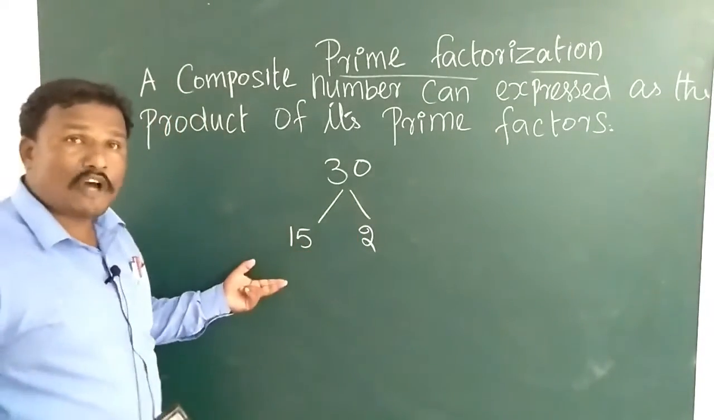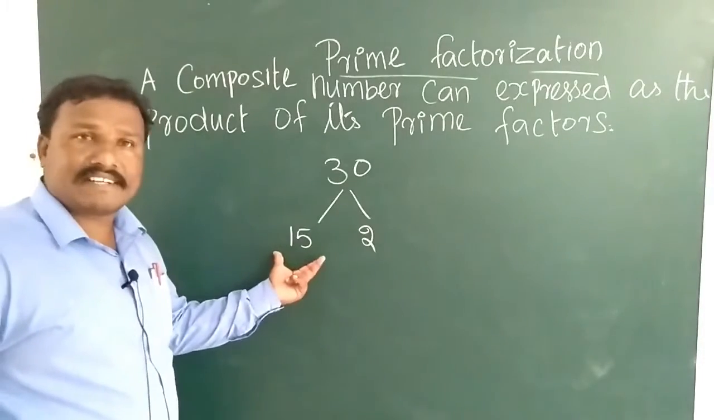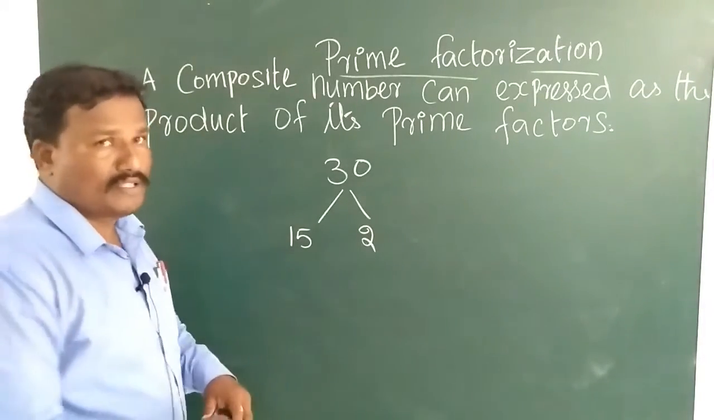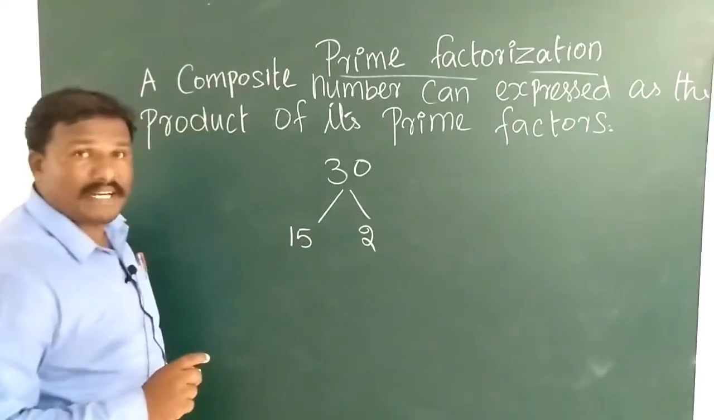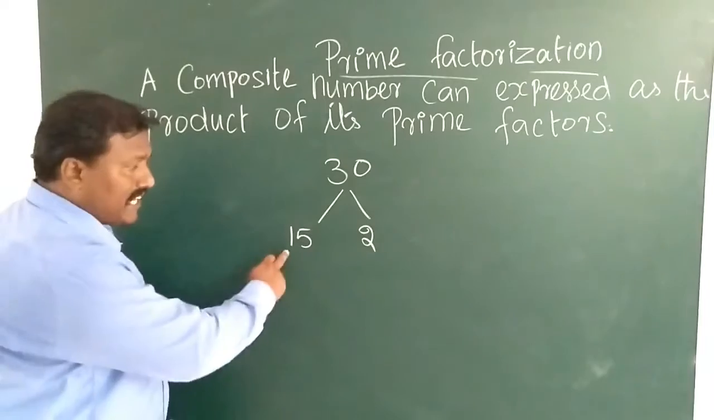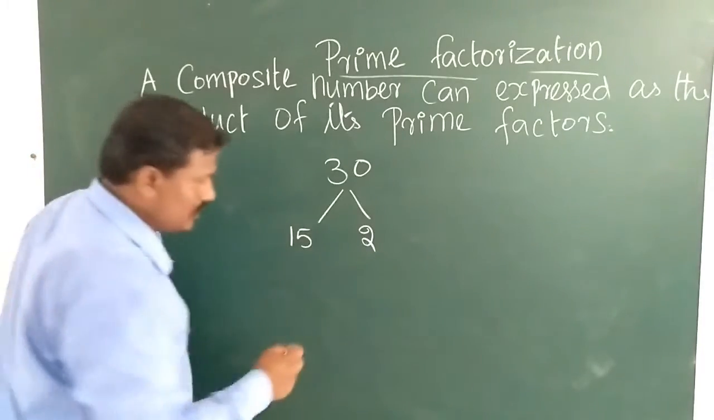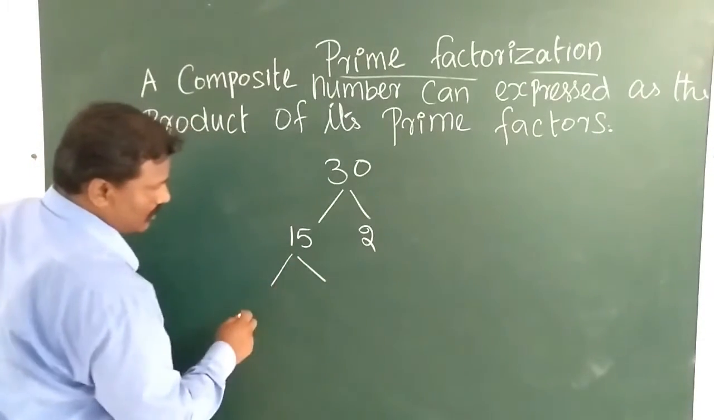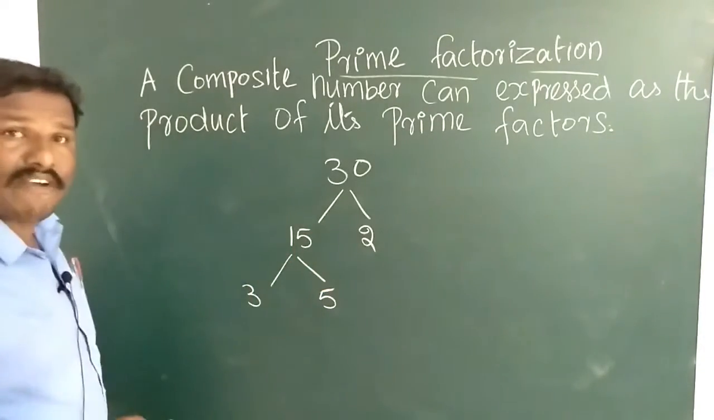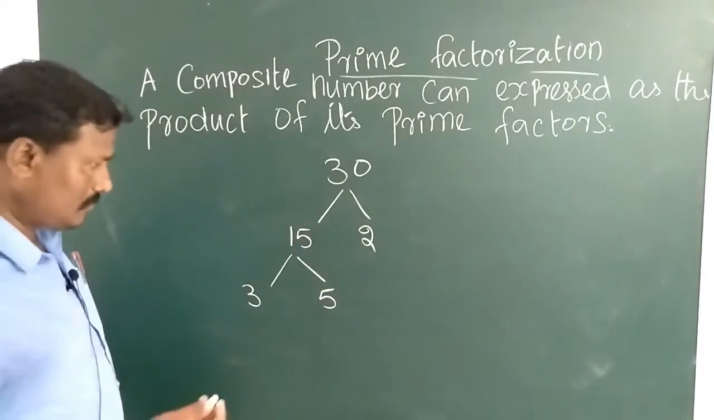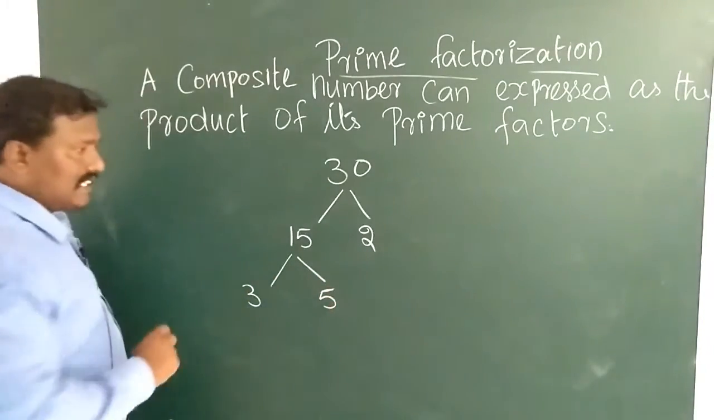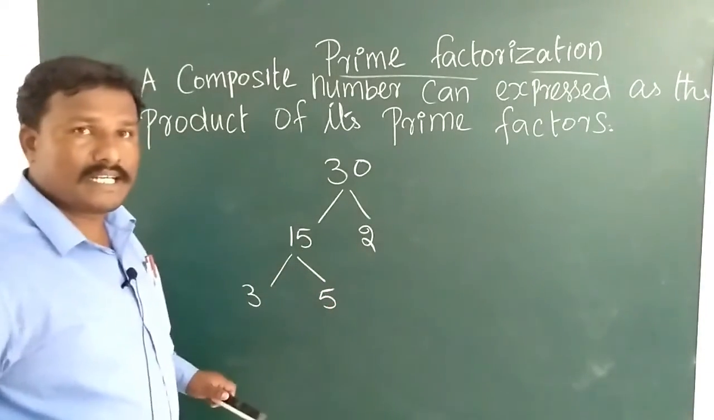But we cannot stop like this, because 15 is not a prime number. So we have to divide both. 2 is a prime number, an even prime number, so no need to divide more. But we can divide 15 more. So 3 fives are 15. Now if you see, 2, 5, 3, these are prime numbers.